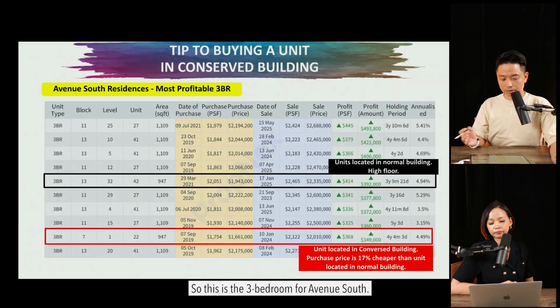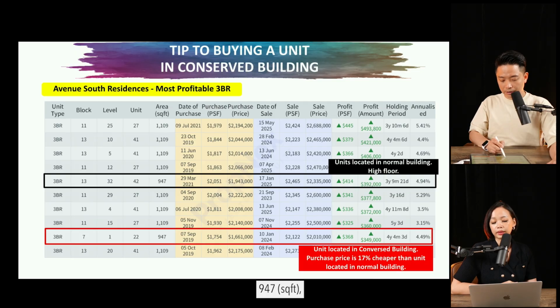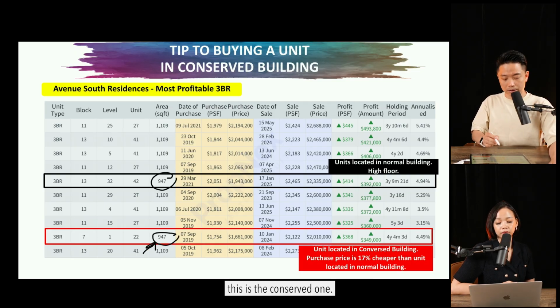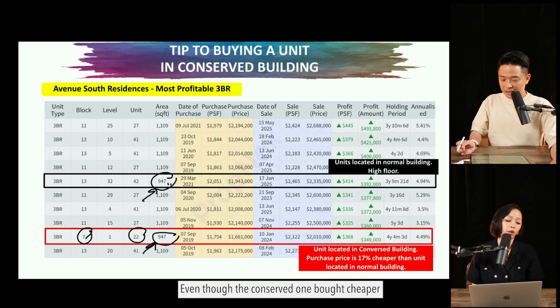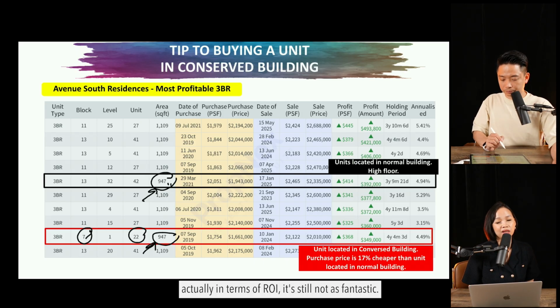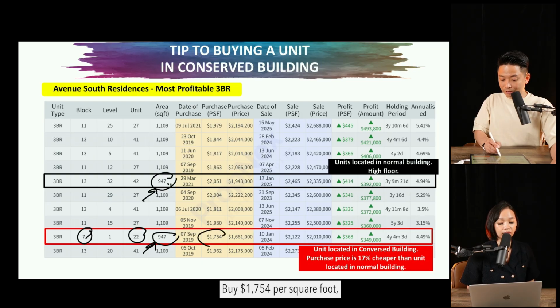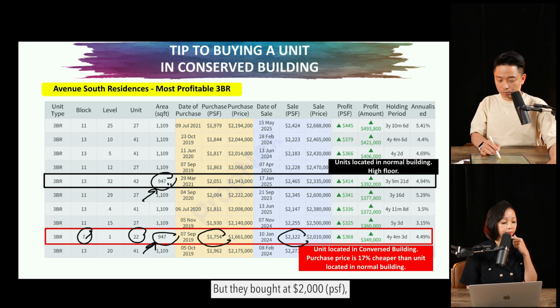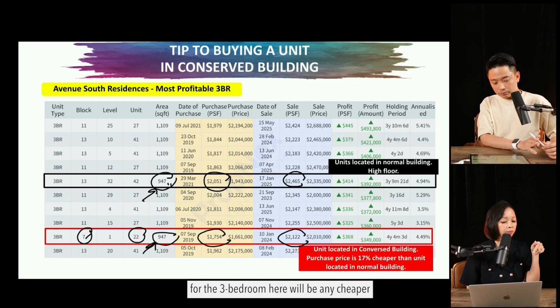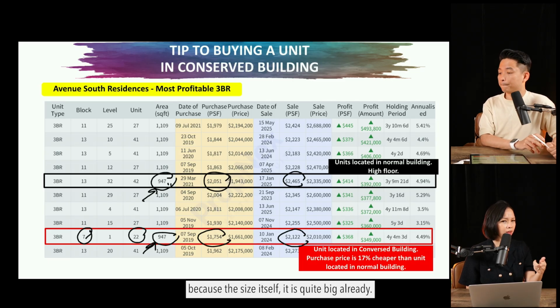Okay? So this is the 3-bedroom for Avenue South. 947, even though the same size, this is the conserve one. You go and check the stack, you will know. Block 7 is the conserve one. This is the tall building. Even though the conserve one was bought cheaper, in terms of ROI it is still not as fantastic. Bought at 1754 per square foot, but sold at 112. But to be fair, the other one is very high floor. But they bought at 2,000, they actually can sell at 2,400.